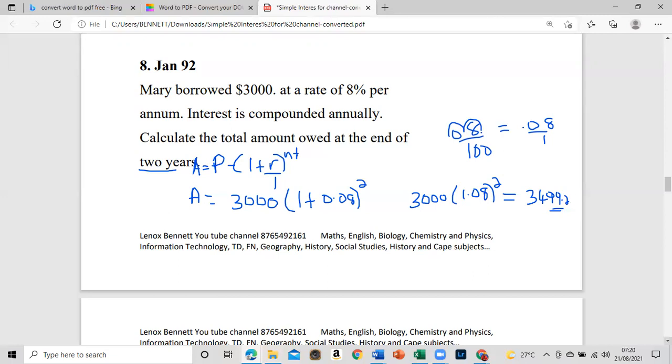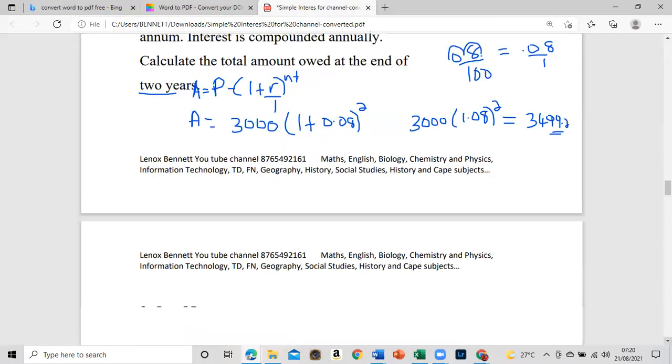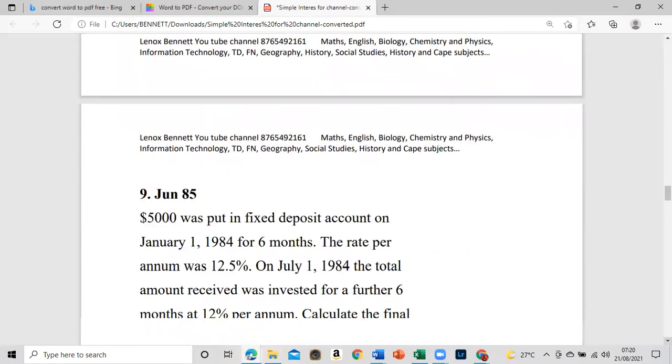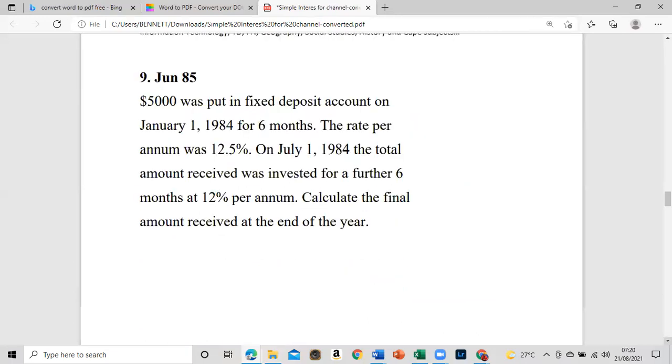All right, let me see if we can get some more in. Time is going. This was June 85. So guys, they're not in order. We see June 92 and then we see June 85. All right, 5,000 was put in a fixed deposit account on January 1.